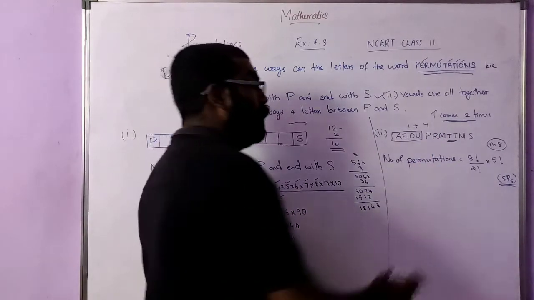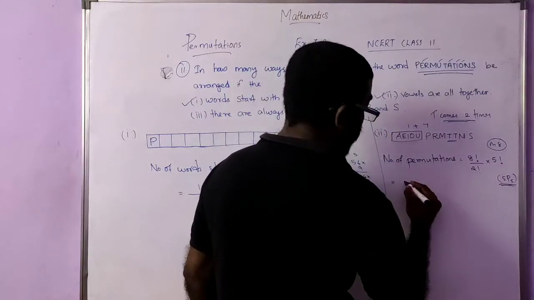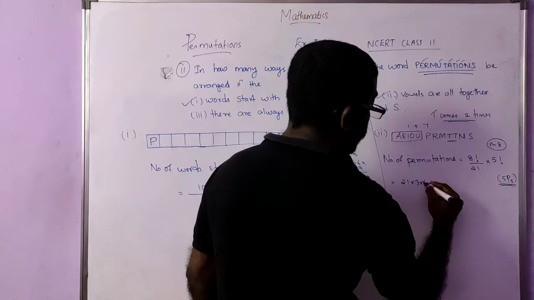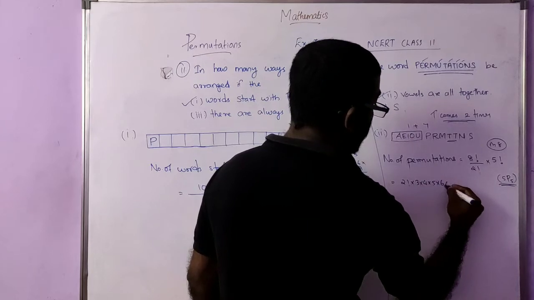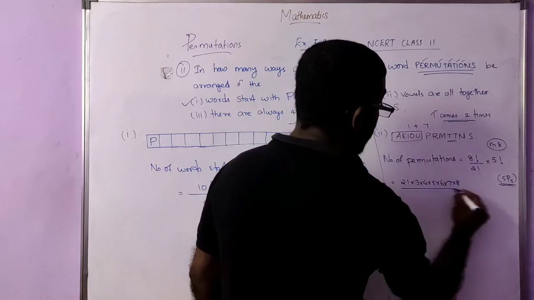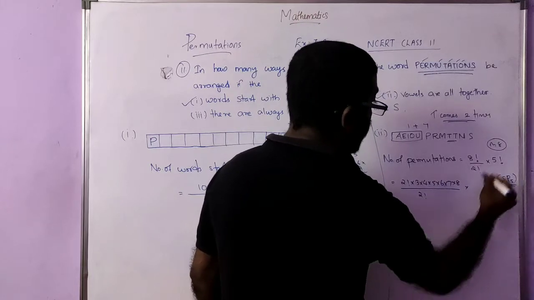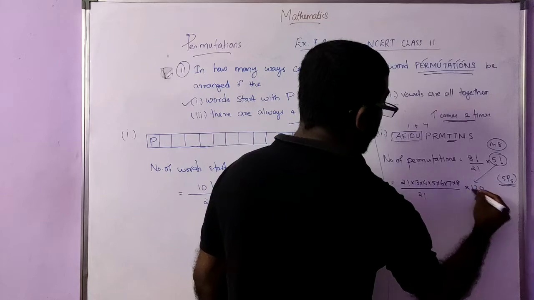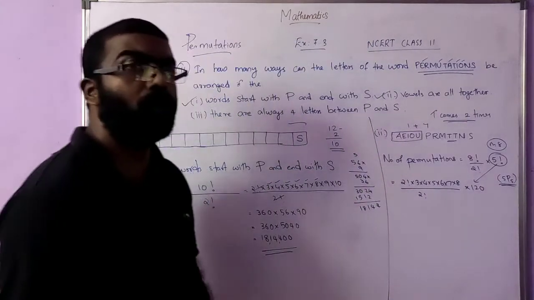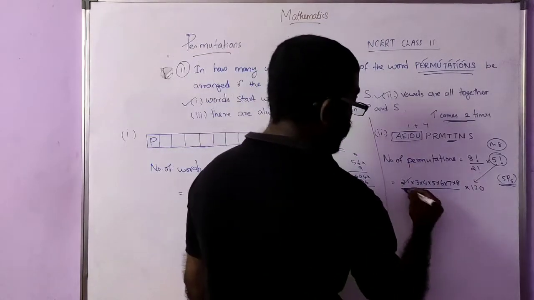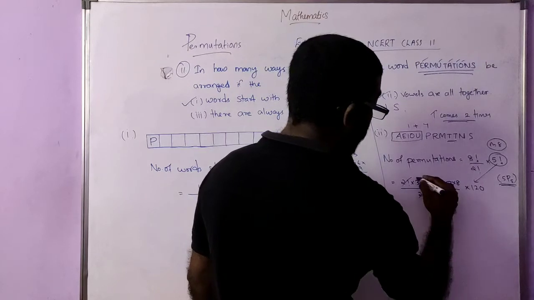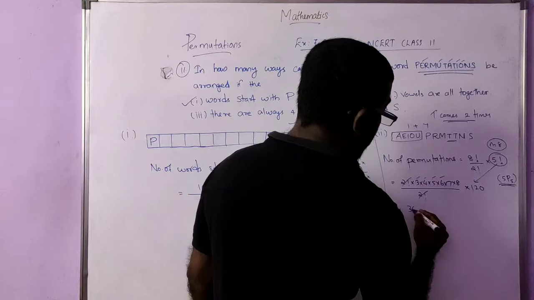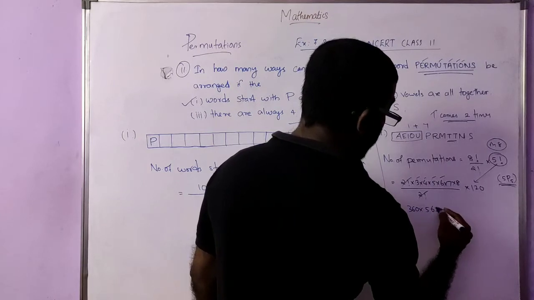8 factorial we can rewrite as 2 factorial into 3 into 4 into 5 into 6 into 7 into 8 divided by 2 factorial. And here we can write directly 5 factorial value 120, 1 into 2 into 3 into 4 into 5. So this 2 factorial we can cancel. 3 4s are 12, 12 5s are 60, 360, 360 into 56 into 120.